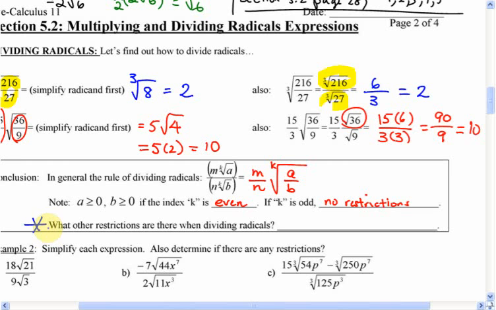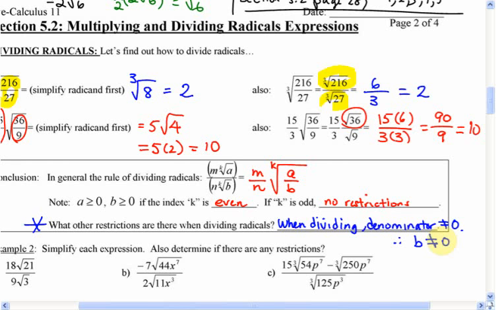0, right. So what I'm trying to show you here is that, remember, the stuff underneath or in the bottom cannot be equal to 0. So what other restrictions are there when you're dividing radicals? You need to understand that when dividing, and I'm going to ask you to write this down, your denominator cannot be equal to 0. Okay? So therefore, in this case, b also cannot be equal to 0.